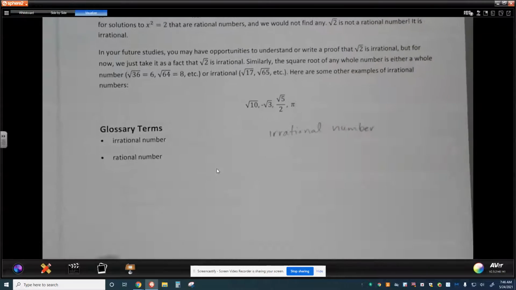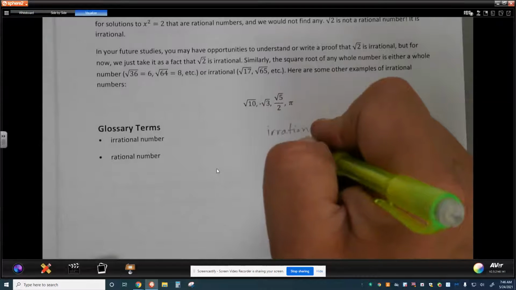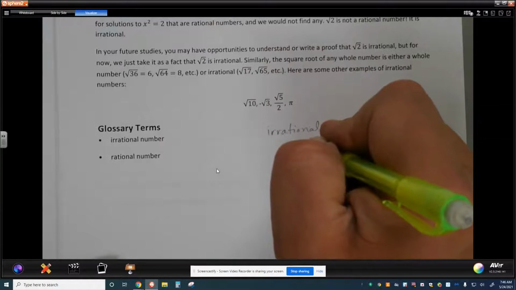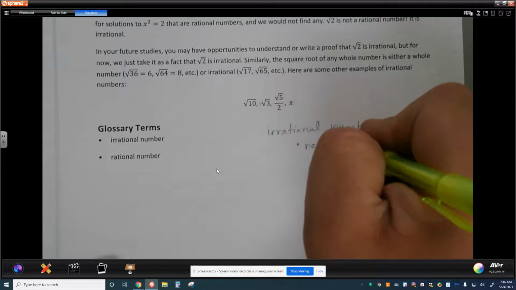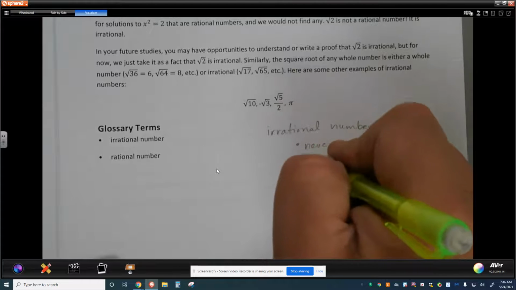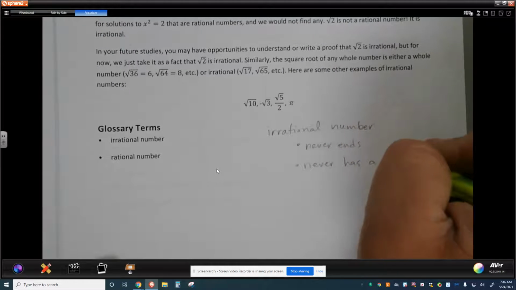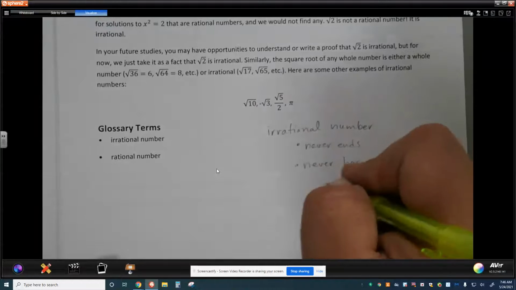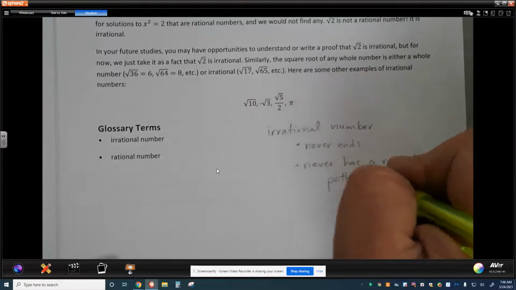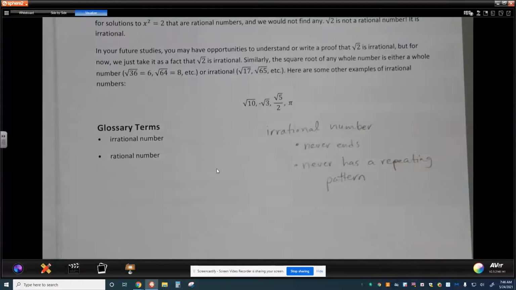When a number can't be written as a fraction, a couple of things happen. The number never ends, and the number never has a repeating pattern. It's kind of why pi is such a fascinating number, because we don't know what its exact value is.